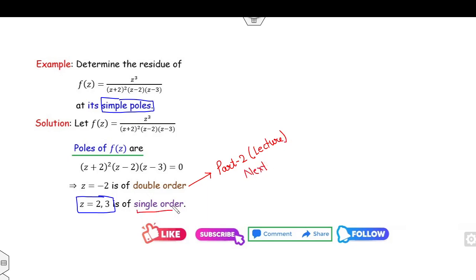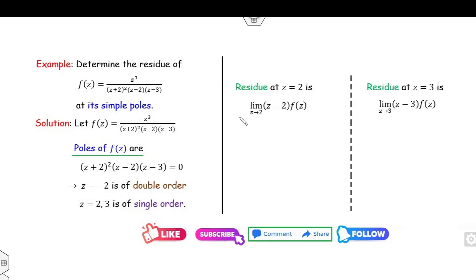In this lecture, we are trying to learn the simple pole. So let's start with the limit again. Limit z approaches 2, I can substitute the value of f(z). z minus 2 will be cancelled. It is z cube divided by (z plus 2) whole square into (z minus 3). Now you can substitute z is 2: 8 over 4 squared, which is 16, times (2 minus 3), which is minus 1. So minus half is the residue at the point z equal to 2.